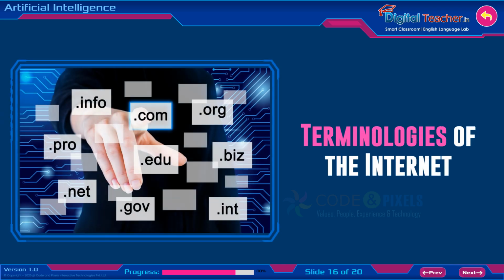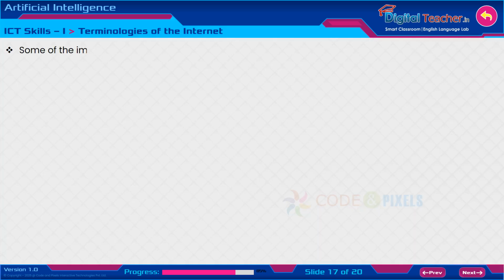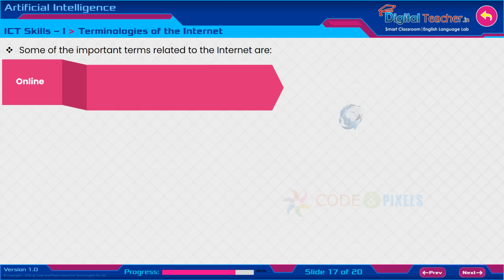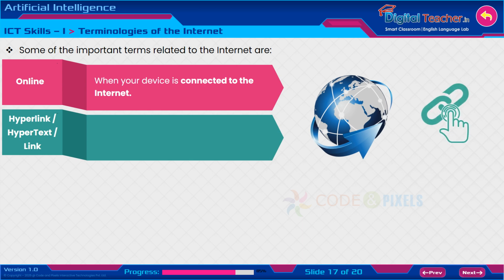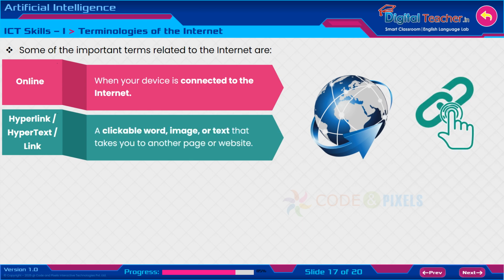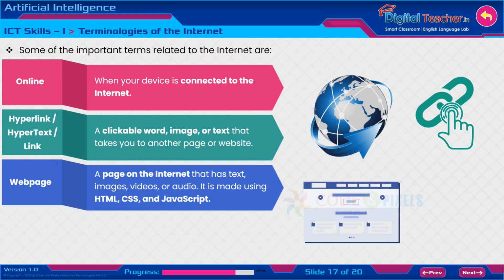Terminologies of the Internet. Some of the important terms related to the Internet are: online, when your device is connected to the Internet; hyperlink or hypertext or link, a clickable word, image, or text that takes you to another page or website; webpage, a page on the Internet that has text, images, videos, or audio. It is made using HTML, CSS, and JavaScript.